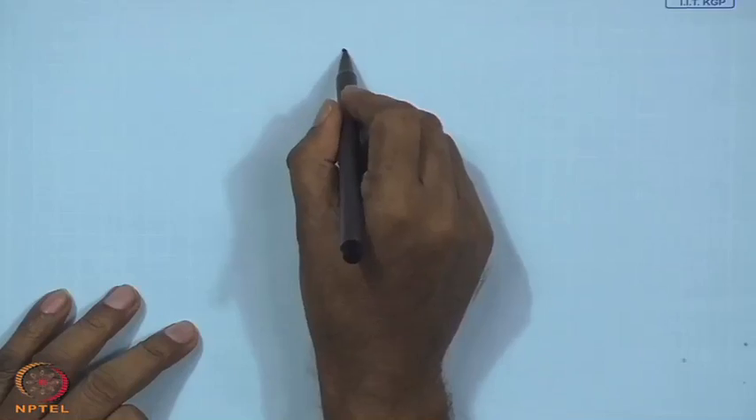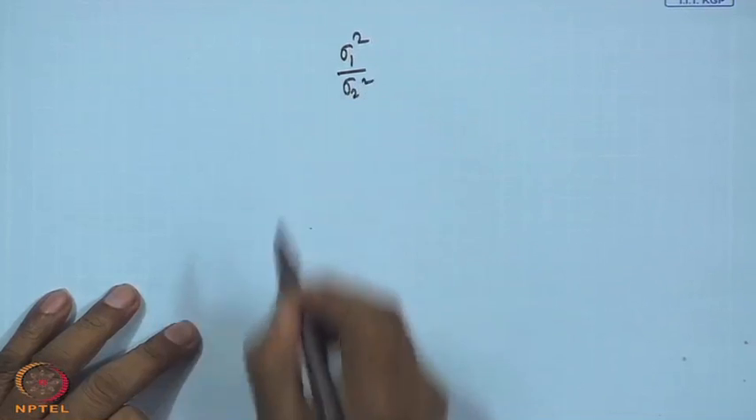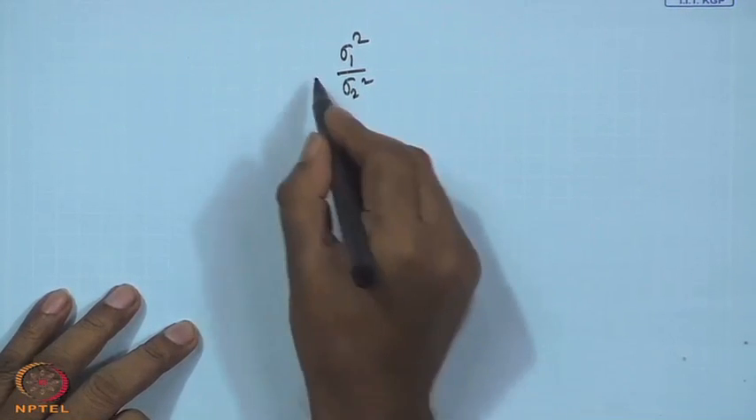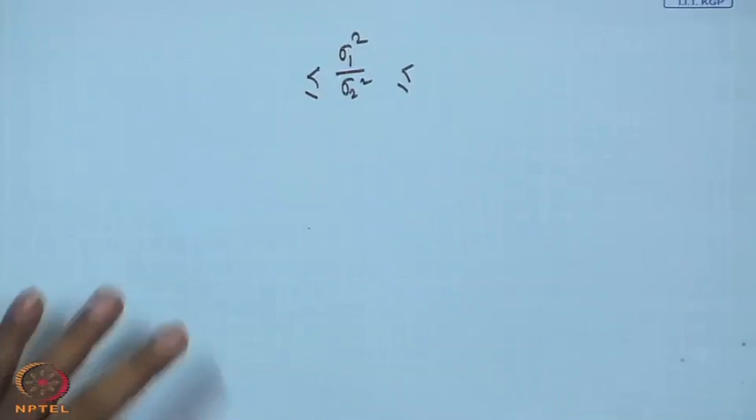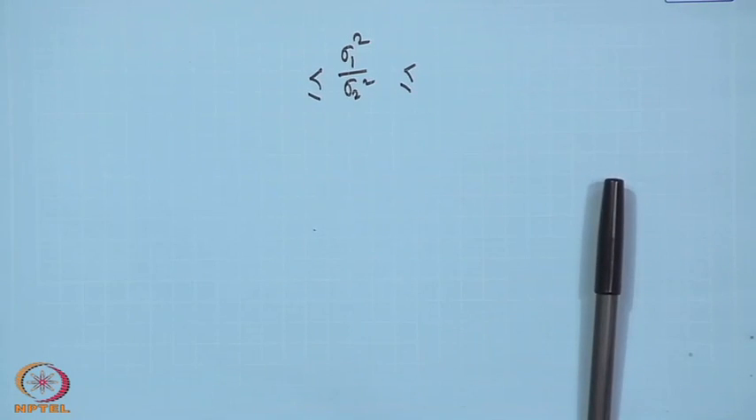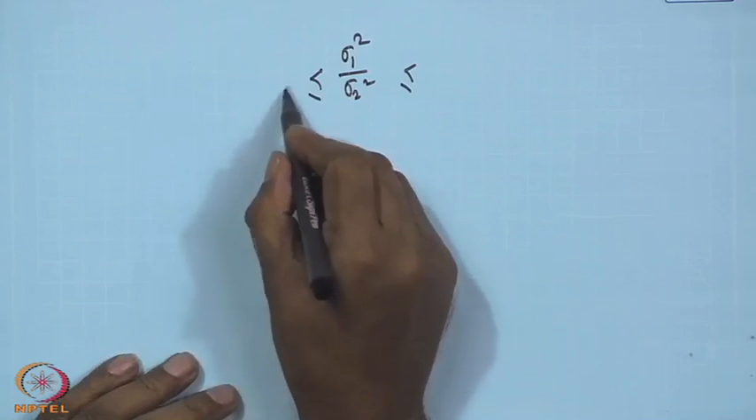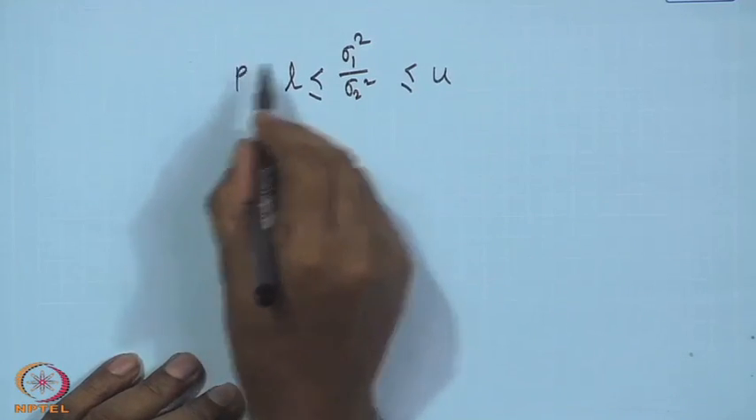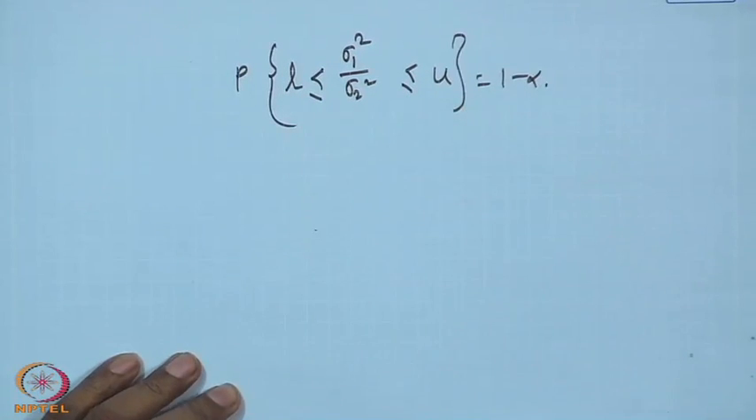What are the usual steps we follow? We will follow steps like this. I have two populations, and here you are interested in the ratio, sigma 1 square by sigma 2 square. You want to get an interval like this, what will be the L and U, and you are interested to know this.